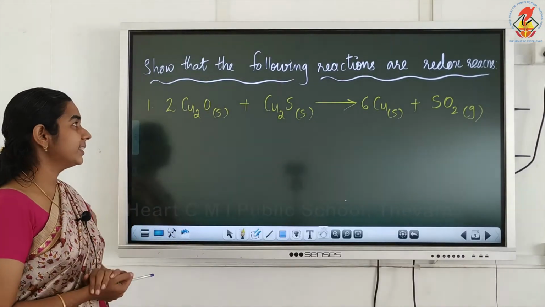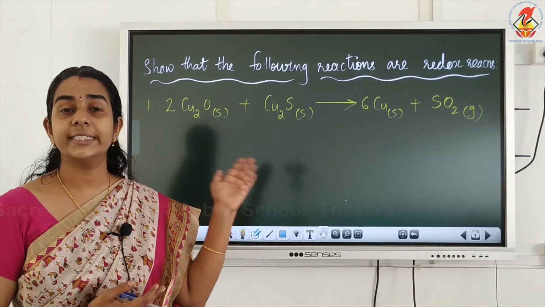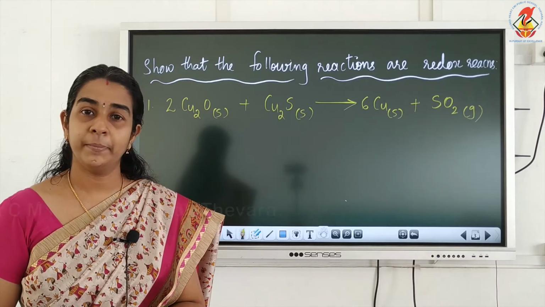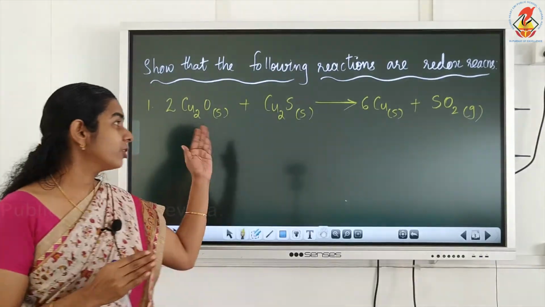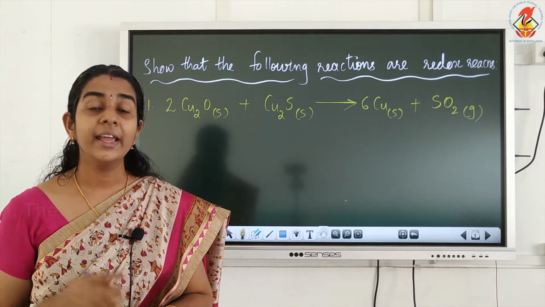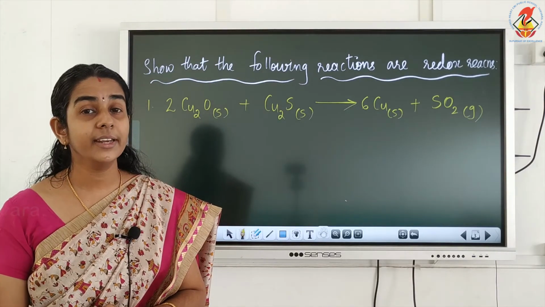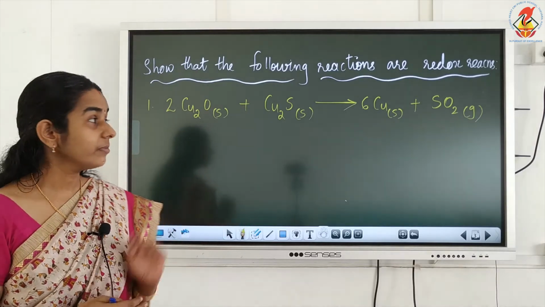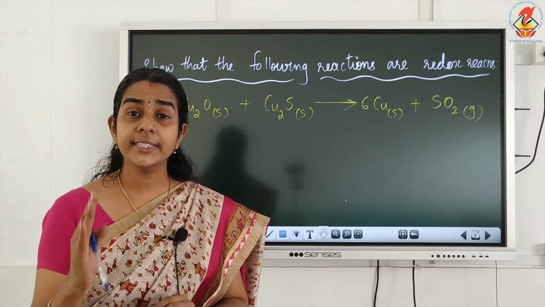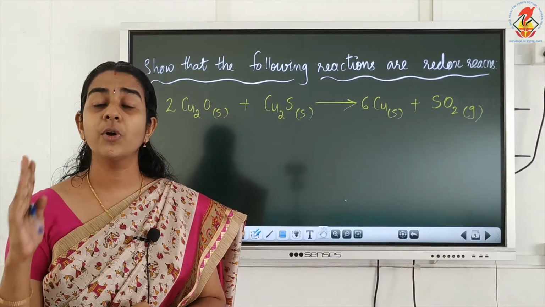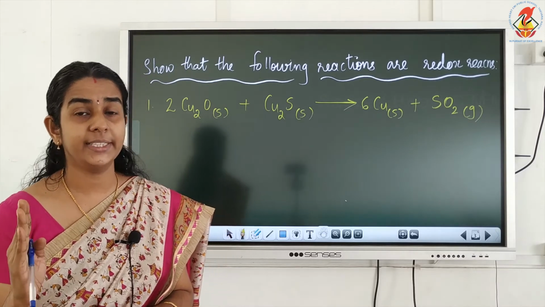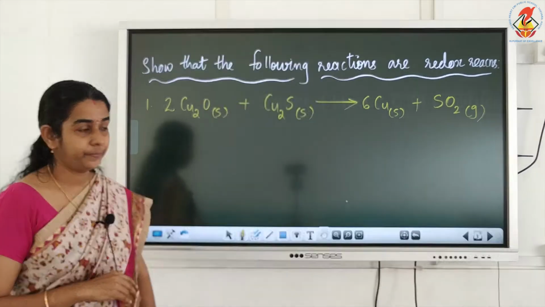So the first question, we have to show that these are redox reactions based on oxidation number. Remember once again, oxidation means there will be an increase in oxidation number, and reduction means there will be a decrease in oxidation number. Now, when we get such an equation, the first thing is to assign the oxidation number or oxidation state of each atom or each element present in the given equation.